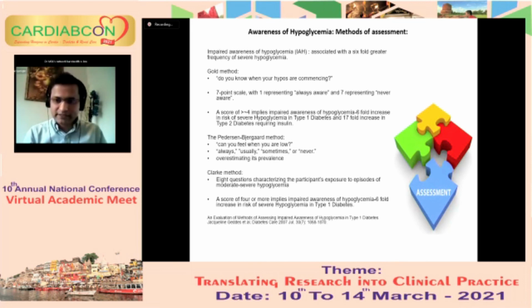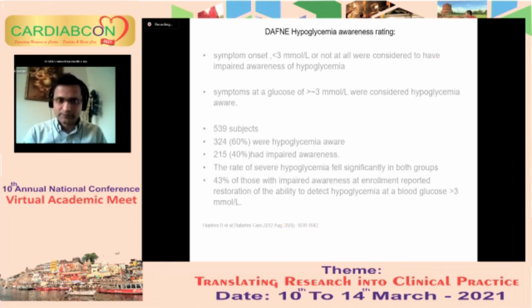There are various other methods which were used. One of them is the Clarke method. Again, if you score them, and if their score on the Clarke method is more than 4, it also shows a quite significant risk of severe hypoglycemia, up to sixfold in type 1 diabetes populations.